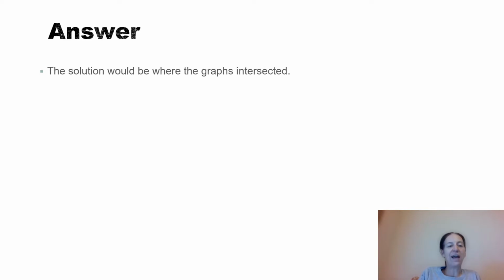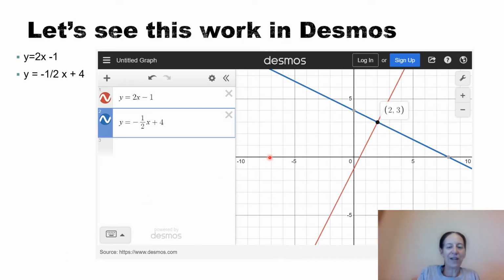So the answer to that is the solution would be where the graphs intersected. The first graph shows you all the solutions to the first equation, and the second graph shows you all the solutions to the second equation. So what you're looking for is the solutions that work for both, which would be where the graphs overlap or where they intersect. So let's see this at work in Desmos.